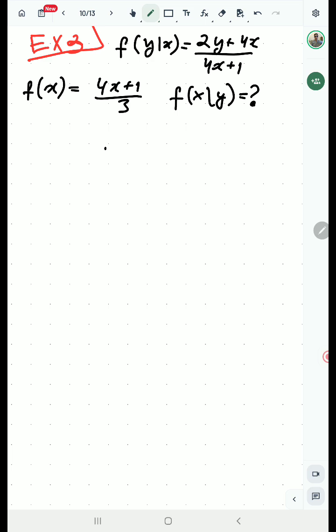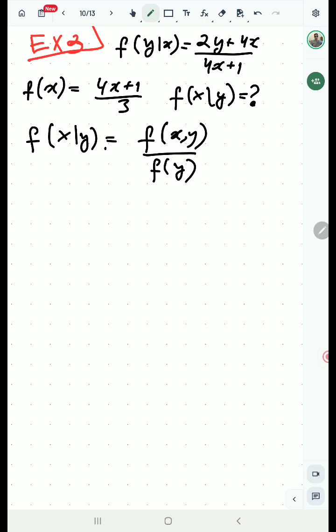All right, so for that, to find this, we know that this is equal to the joint PDF over the marginal PDF, right? But the problem is that we don't know this and we don't know this. So now let's find that.